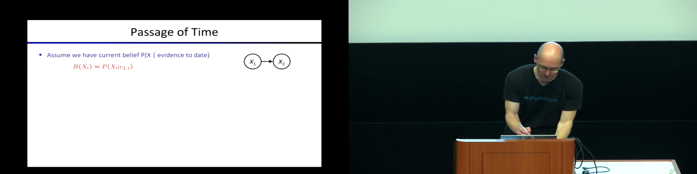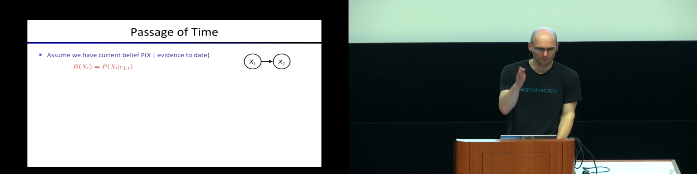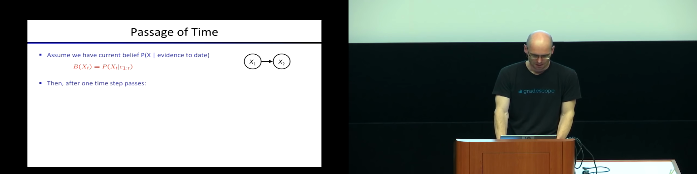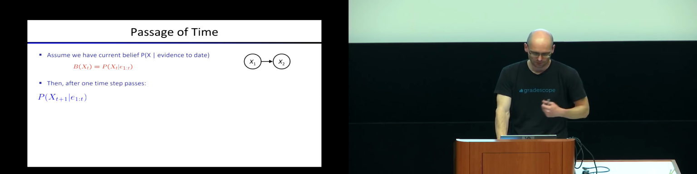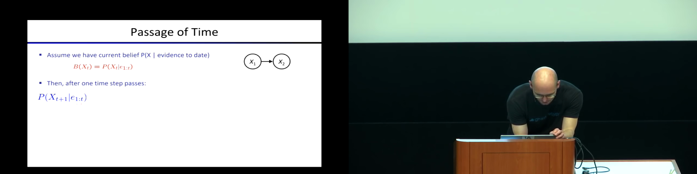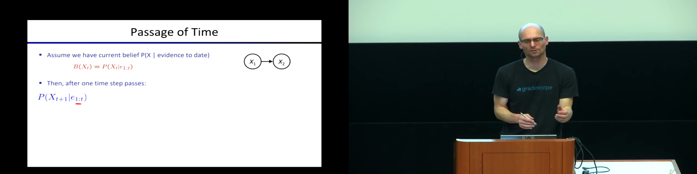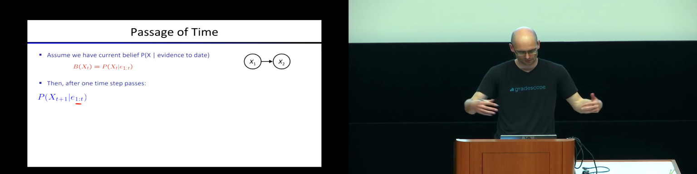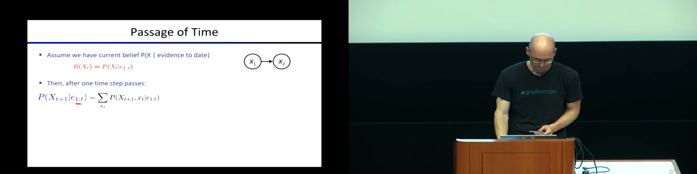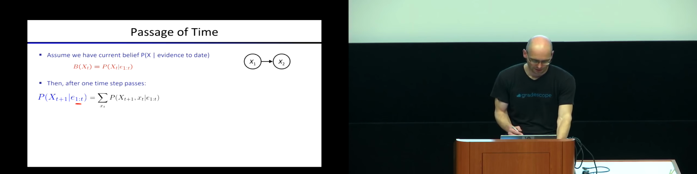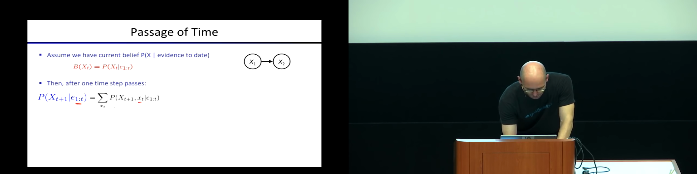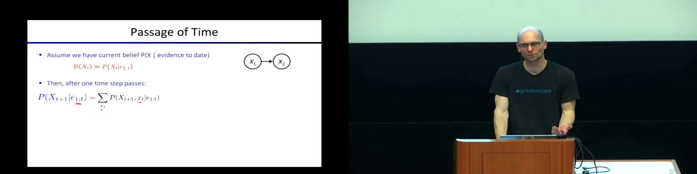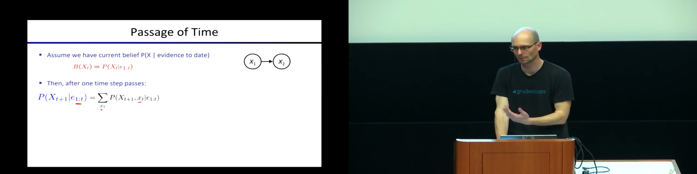Well, let's see. We want the belief at time t, which is the conditional of xt given all past evidence. After one time step passes, we now want to transition to xt plus 1 given e1 through t. This notation here means we're conditioning on all evidence variables from e1 all the way through et. It's just a shorthand for many, many evidence variables from 1 through t. Okay, well, what is it other than sum? We can bring in an extra variable and sum it out. You can always do that with a distribution over one variable, bring in another one, and just sum it out.